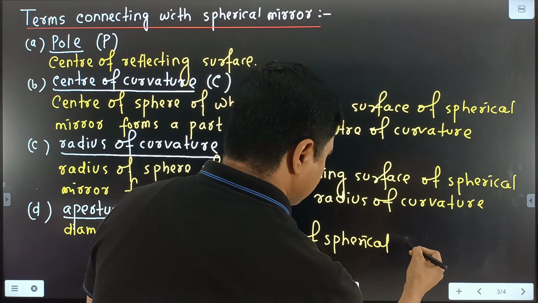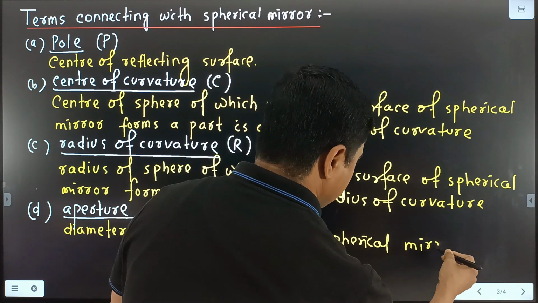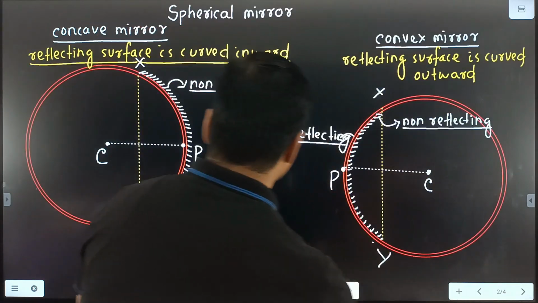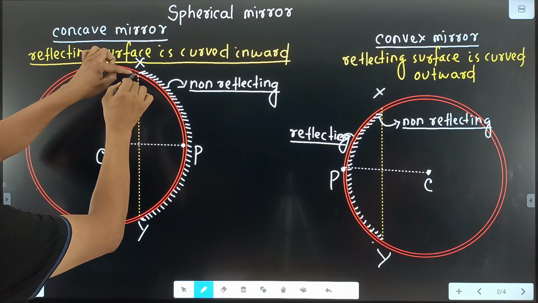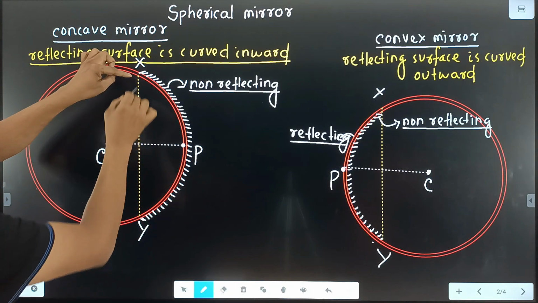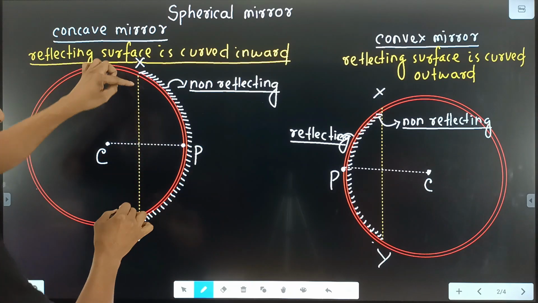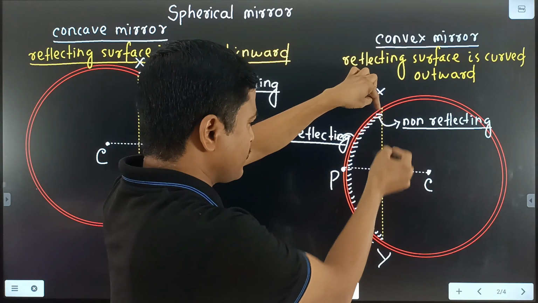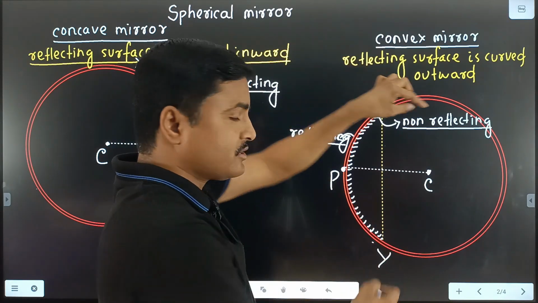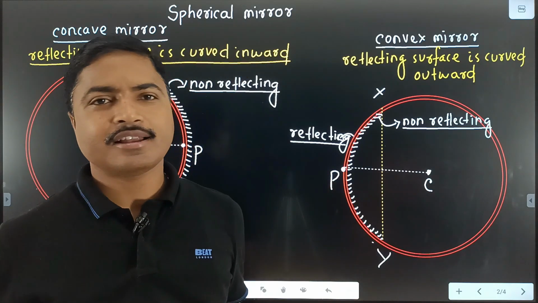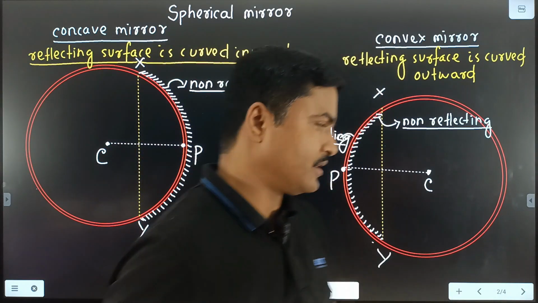Diameter of the reflecting surface of spherical mirror is known as the aperture, and here x to y, this is the aperture of the concave mirror. Here also same thing. X, y, this is the aperture of the convex spherical mirror. Clear? Next point.